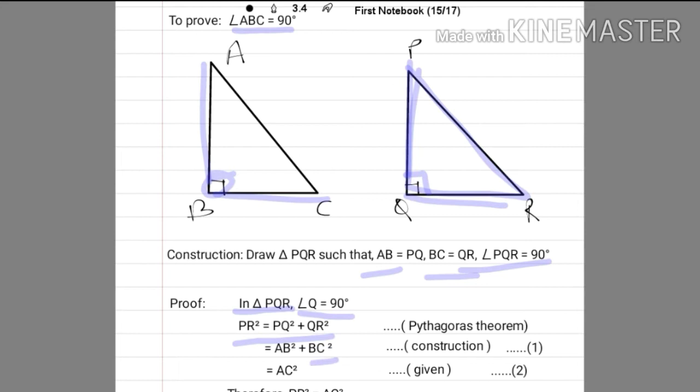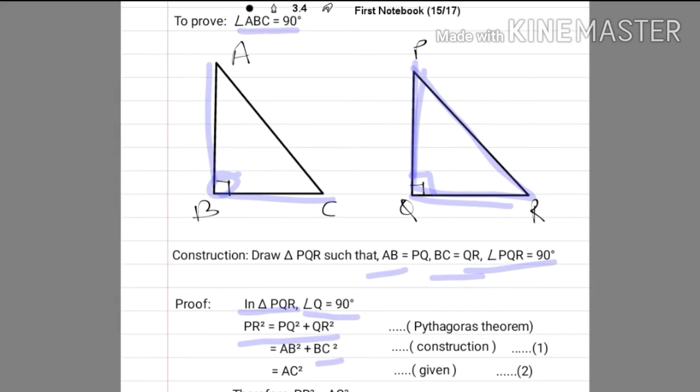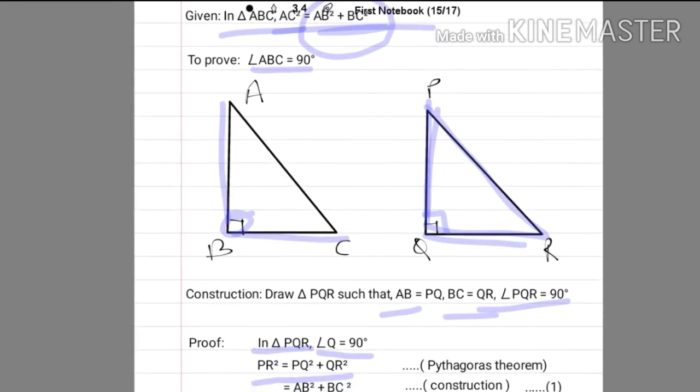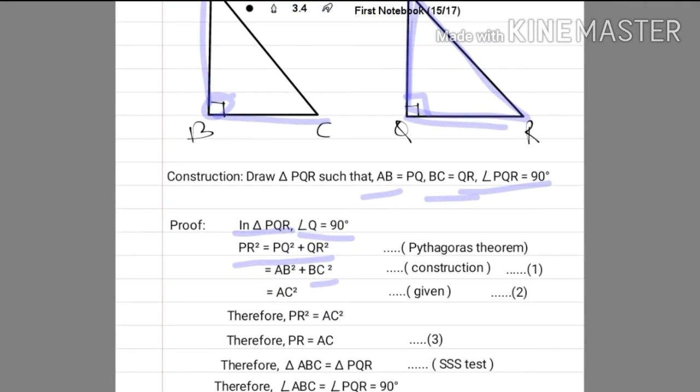So what we will get is AB square plus BC square. But we also know that it is given that AC square is equal to AB square plus BC square. So we can just substitute that here, that is in the place of AB square plus BC square, we can just substitute it by AC square. So therefore we get PR square is equal to AC square.